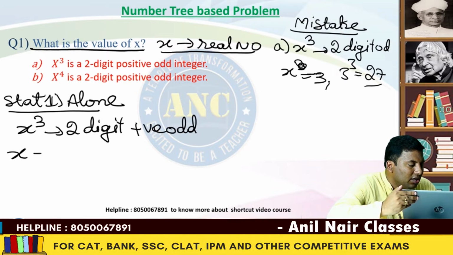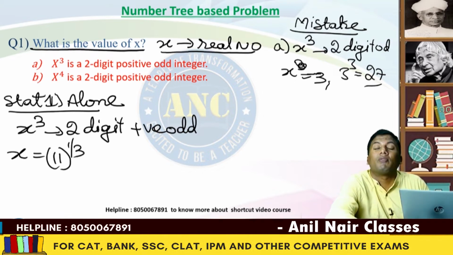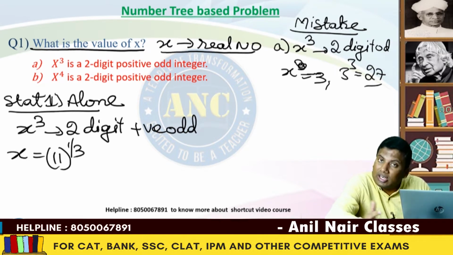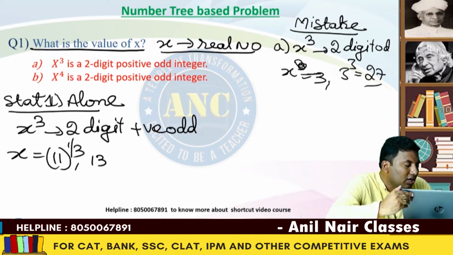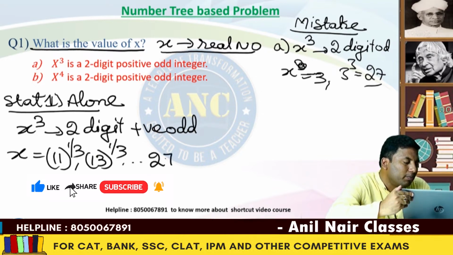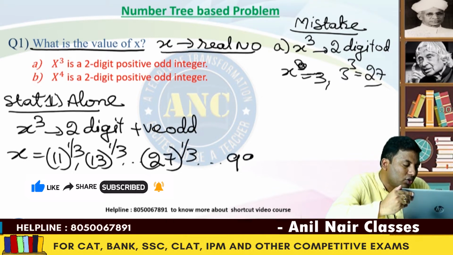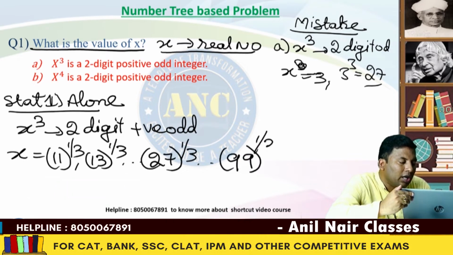That means X can be 11 power 1 by 3. Yes or no? 11 power 1 by 3, whole cubed, is 11. 11 is a 2-digit positive integer. X could be 13 power 1 by 3. X could be 27 power 1 by 3. X could be the largest 2-digit number, 99 power 1 by 3.